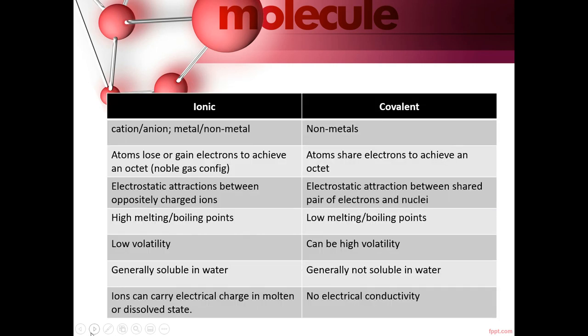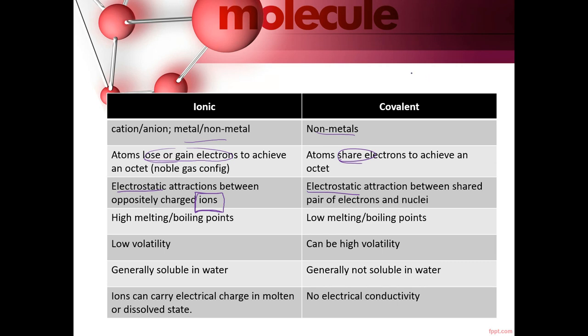So this is a quick review of ionic versus covalent compounds. Ionic compounds, you have cation, anion, metals, nonmetals. Covalents are going to be all nonmetals. We're going to lose or gain electrons to get to that octet rule. They're going to share electrons to get to the octet rule. We have electrostatic attractions in both. The difference is, in ionic compounds, the attraction is between oppositely charged ions.